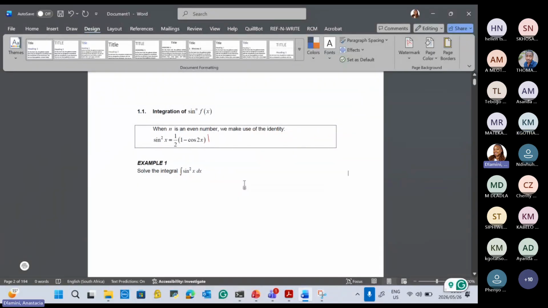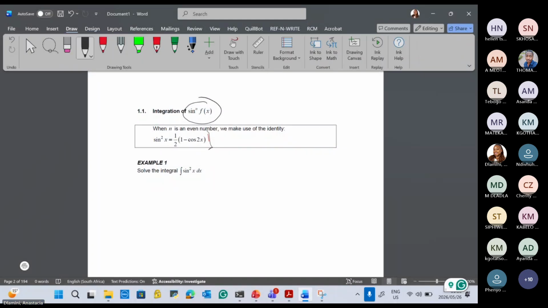It's very important that you see very carefully when to use which identity. Now look at here. They say if n is an even number and you're integrating sine, it's important to note that n is even, then you use this identity over here. Are we all together? Yes.